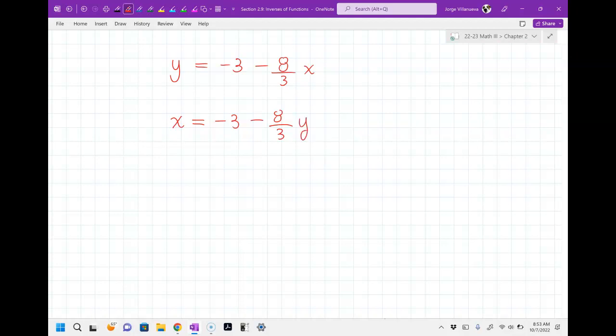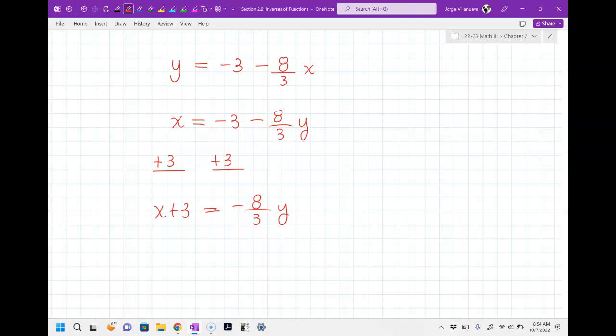All right. Step 4, solve for y. Notice y is being multiplied by negative 8/3, and it's being subtracted in the front by 3, right? So let's get rid of that minus 3 first. Let's add it. So I get x plus 3 is equal to negative 8/3 y. Okay?